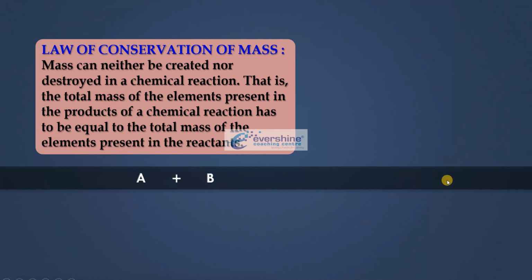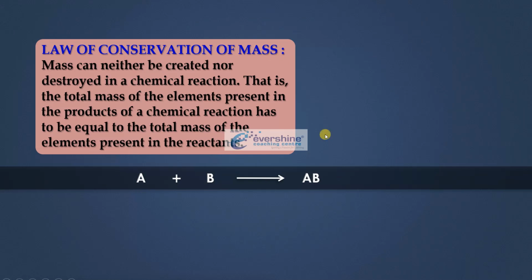Now, let me take the reactant as A plus B. As you can see here, A is one element, B is one element. When we combine them, we get the total mass. The total mass of A plus B should be equal to the total mass of AB. When A and B join together, what total mass is obtained? Similarly, when the product AB has formed, this mass should also be equal to the reactant side. So the total mass of the reactant is equal to the total mass of the product. That is called the law of conservation of mass.